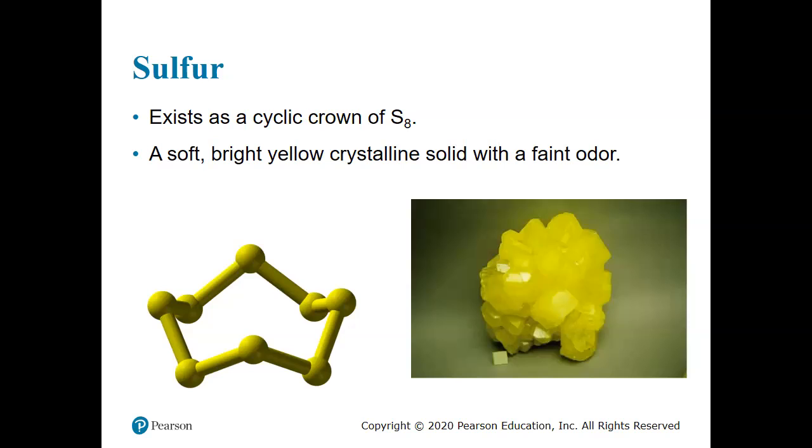Sulfur. Sulfur is interesting in the sense that it exists as a molecule, and that molecule is an 8-membered ring. So what we have is 8 sulfurs that are bonded to each other, and they form what is called a cyclic crown. Basically, from a 3-dimensional standpoint, that ring has an up, down, up, down, up, down configuration. So if you think about it, you're going up, down, up, down, up, down in a circle. It's going to kind of look like a king's crown.